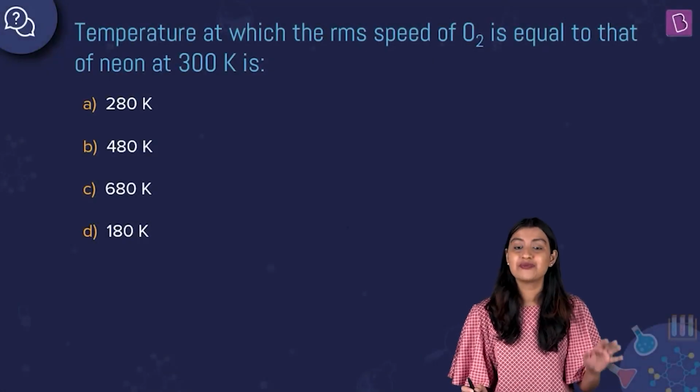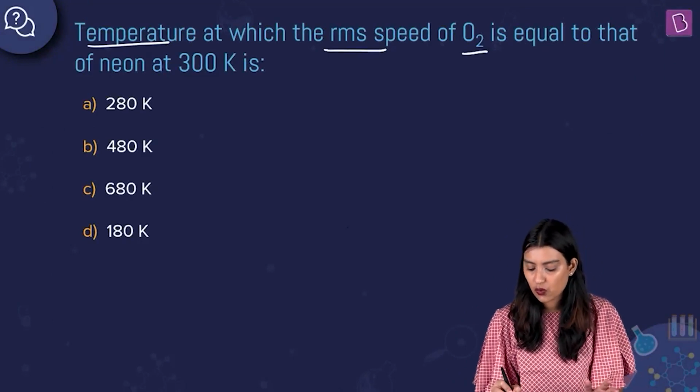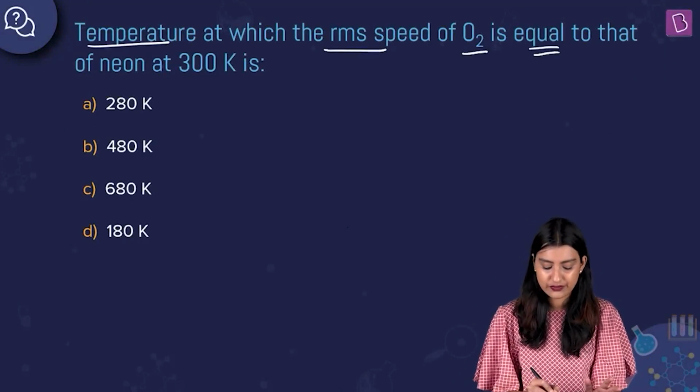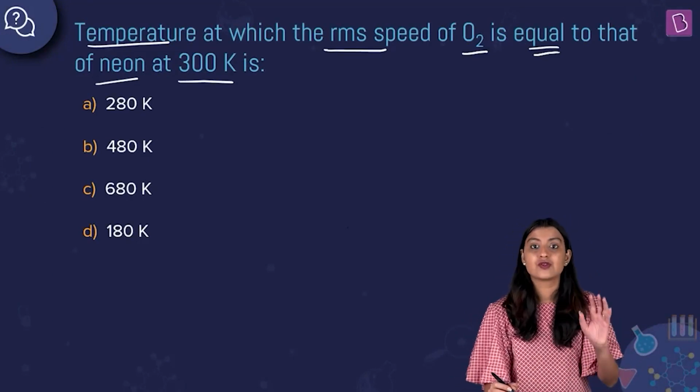So look at this question. Here they're saying, find the temperature at which the RMS speed of O2 is equal to that of neon at 300 Kelvin. Right? So what is the first thing?